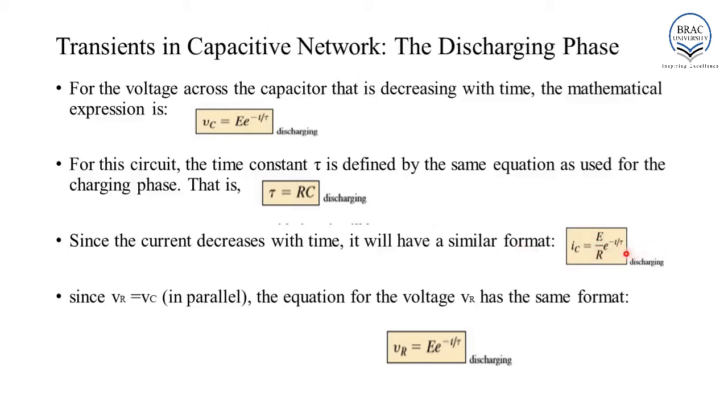minus t by tau. Since VR and Vc will become parallel in the discharging network, the equation for the voltage VR has the same format as Vc, which is VR equals E times e to the power minus t by tau. Here the uppercase letter E represents the supply voltage and the lowercase e represents the exponential power.